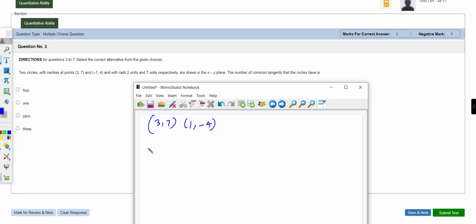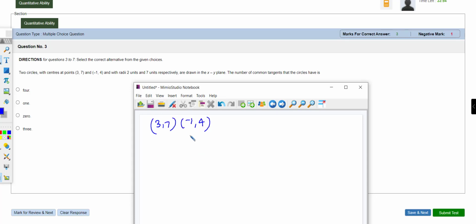So the distance between centers C1 and C2 is going to be how much? Let's have a look at it. 3 minus 1 is how much? 2 square, and 7 minus of -4 is how much? 7 minus of -4 is 11. Hold on, this is not -4. I made a mistake here. Okay, let me correct this. 3, 7 and -1, 4.